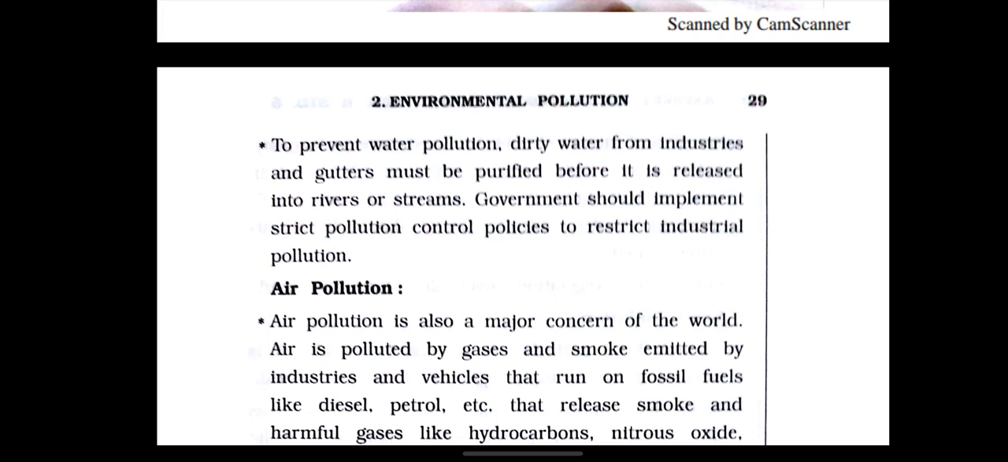Whatever water is released by the factories or industries, or by the drainage system or gutters also, they should be cleaned or purified or filtered before they are released in these water bodies. So that may help to solve the problems of water pollution. Now after that, the another type of pollution, that is air pollution.